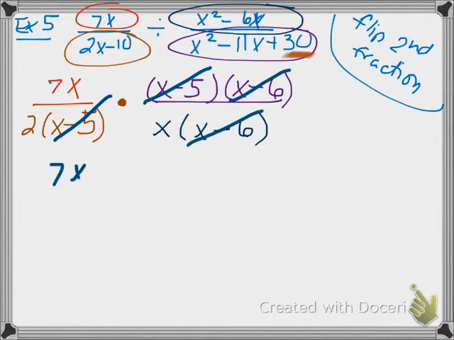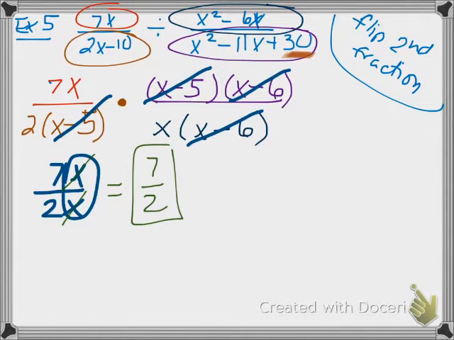So really the only thing I have left over is 7x and that 2 and x in the bottom. But these x's, we should somehow end up eliminating those. So my answer would be 7 over 2. That's it. So that complicated problem just ended up being a simple fraction.